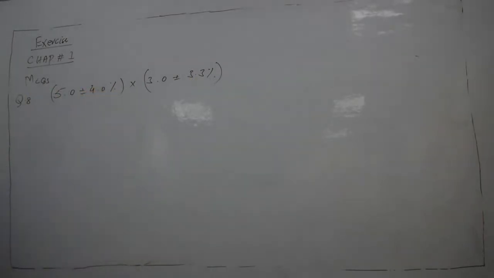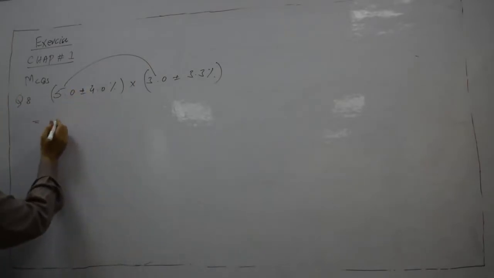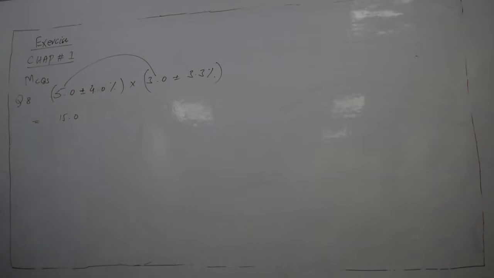Okay, so we have to multiply these two measurements: 5.0 plus minus 4.0% and 3.0 plus minus 3.3%. Using the rules of uncertainty, multiply these measured values with each other. So it will be 15.0. Yes, that is correct, 15.0.